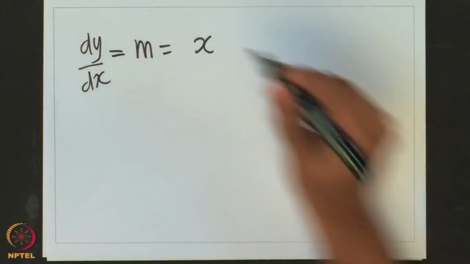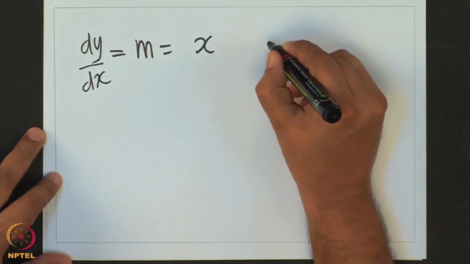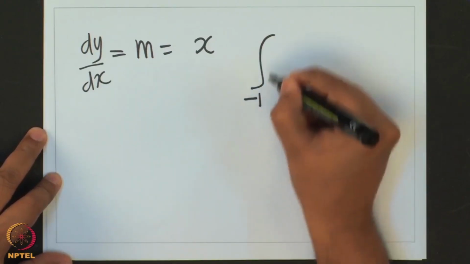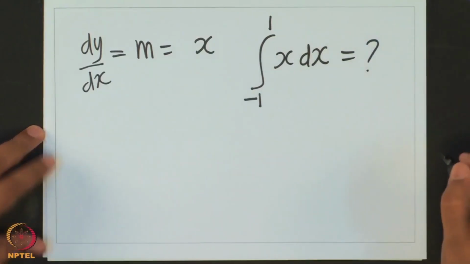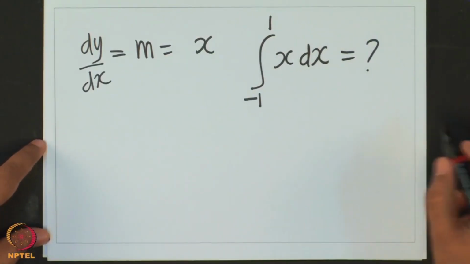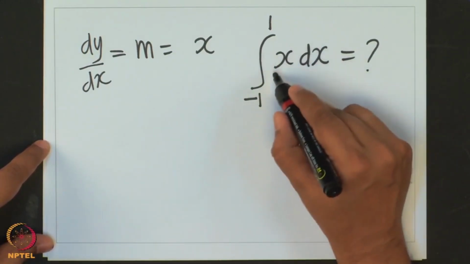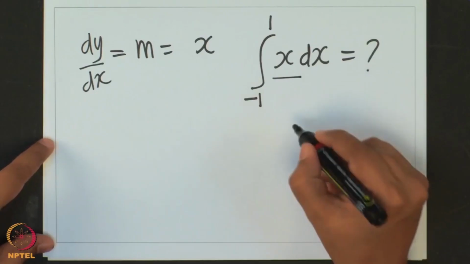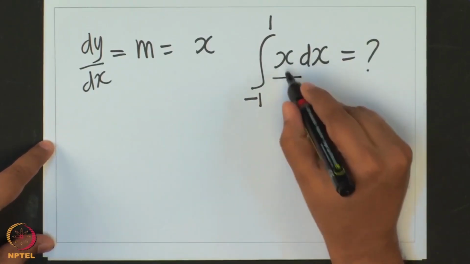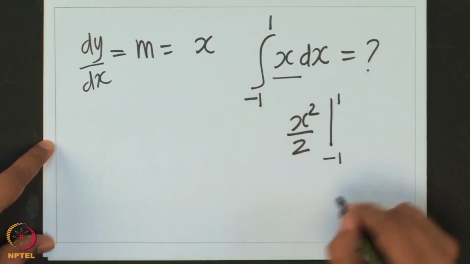And we know, of course, the answer to this integral. What we want to calculate now is the integral of this function from -1 to +1, the integral of x dx. From the method we learnt, we can calculate the integral of x, which is x squared divided by 2. Then apply the limits -1 to +1.